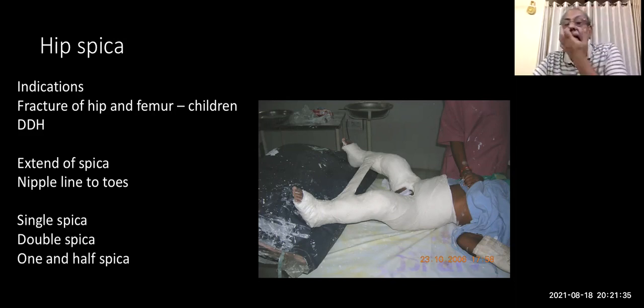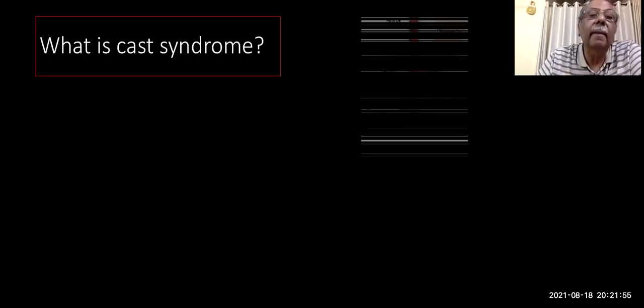And they may ask you, in a small child, say a 1.5-year-old child with fracture shaft of femur, what type of spica will you use? You use what is called a sitting spica, because you will keep the knee and hip flexed, because then only the mother will be able to carry the child in her lap. So that is what is called a sitting spica.